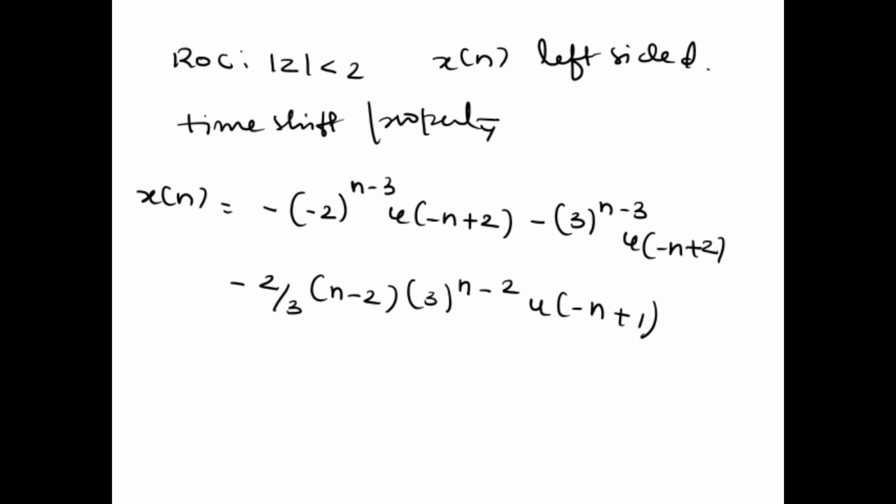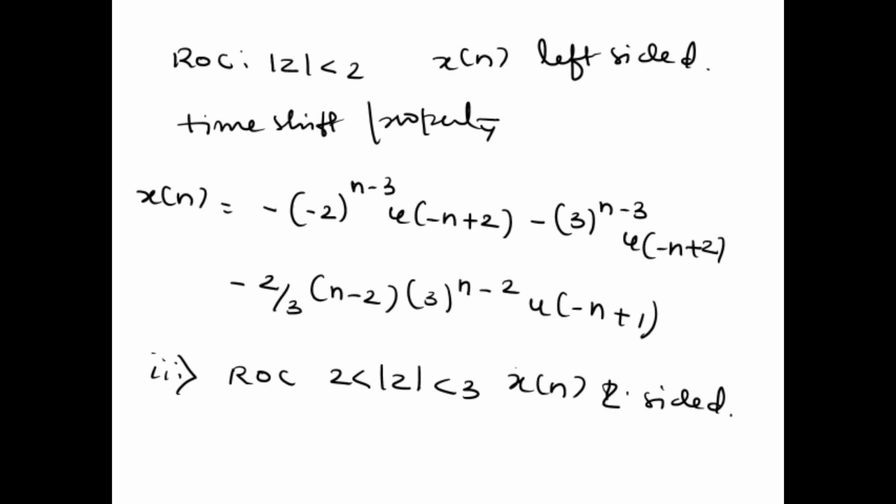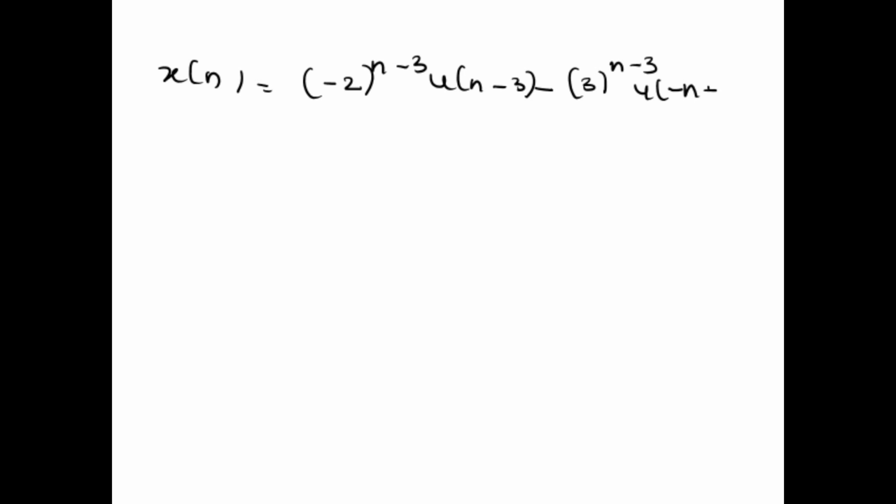And for the third case, it is given ROC is between 2 and 3. Then x of n must be two-sided. And referring to the table and using time shift property, we get x of n is equal to minus 2 to the power n minus 3 into u of n minus 3, minus 3 to the power n minus 3 into u of minus n plus 2, minus 2 by 3 into n minus 2 into 3 to the power n minus 2 into u of minus n plus 1.